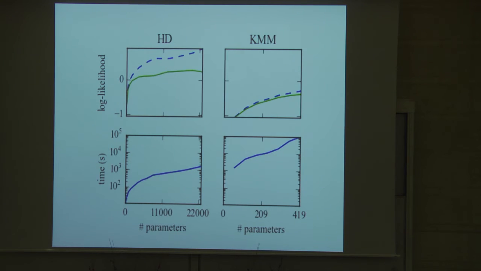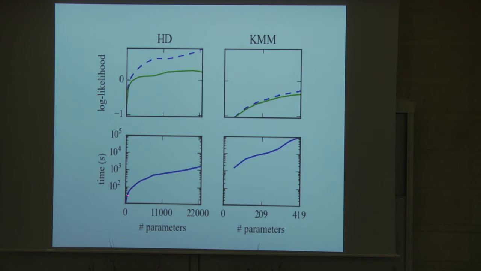More quantitatively, you can compare this Kent mixture model with a harmonic density model. Here we have the log likelihood of train data for this one and test data for this one. And here's for the Kent mixture model. So clearly, on test we are orders of magnitude higher in likelihood than the Kent mixture model.